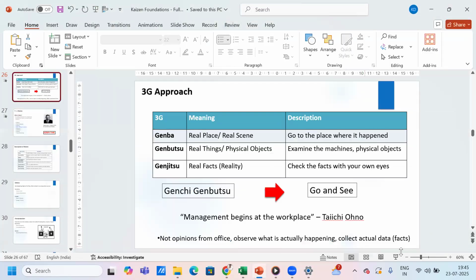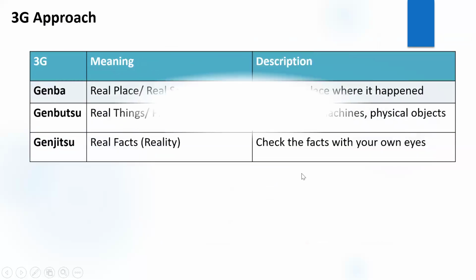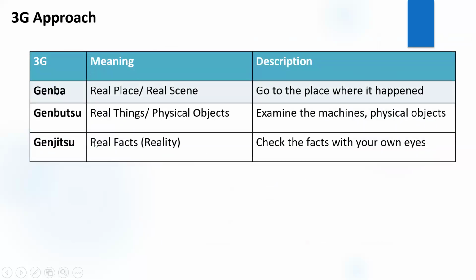And the concept is the Uno circle. Taichi Uno was emphasizing Genjutsu, real facts. But how can we observe real facts when we go to the Gemba? That is the importance of Gemba, Gembutsu, and Genjutsu, and that is the concept of the Uno circle. So you can also start this. You need not draw a physical circle. Just stand there for 1 hour, 2 hours.